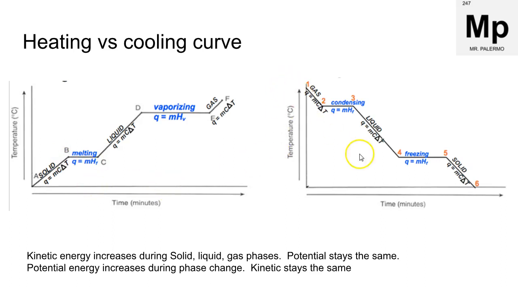And then just the exact opposite here. So then as we start from a gas and we take away heat, we cool it, we first condense, and then we freeze. And make sure you can label these solid, liquid, and gas as well.